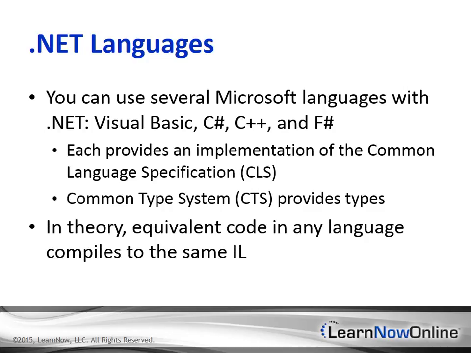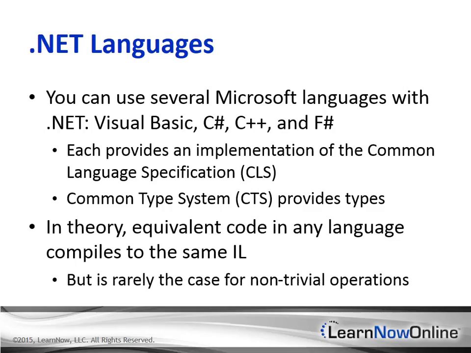Now, in theory, the same operation written in all the .NET languages should provide the same IL code. But this is rarely the case for non-trivial operations. The IL generated by each language compiler is under the control of different teams and people at Microsoft, and each team has different priorities for what to optimize and tune.